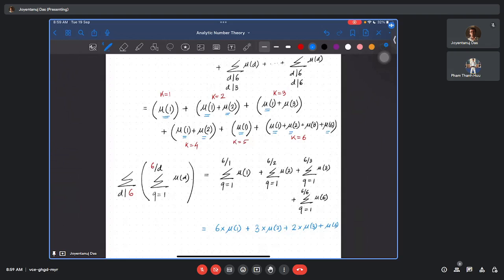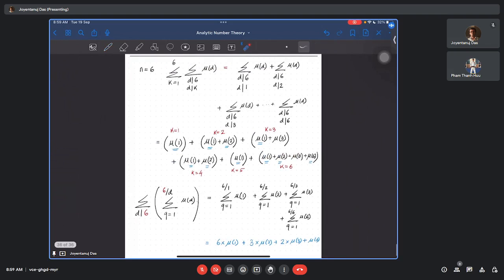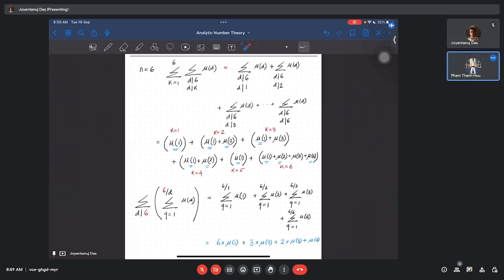So we are counting the same thing, but in two different ways. First, we are counting when summation over k, and next we are counting over when d divides 6. Both are giving the same result.